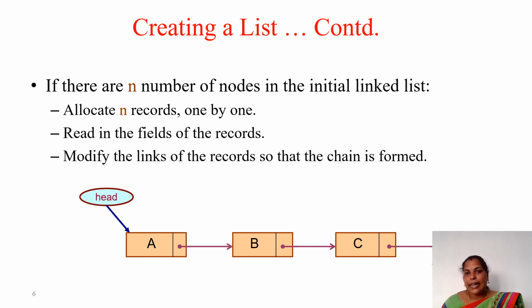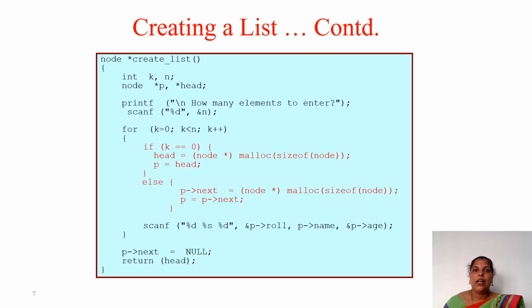Then if there are n number of records in the initial linked list, what we have to do is we have to allocate n records one by one. So one by one we have to get roll number, name, age. Then for the second record, roll number, name, age. Likewise here we are having 3 records. For the 3 records we have to get one by one, and read in the fields of the records, then modify the links of the records so that the chain is formed. So this is the code for creating a list.